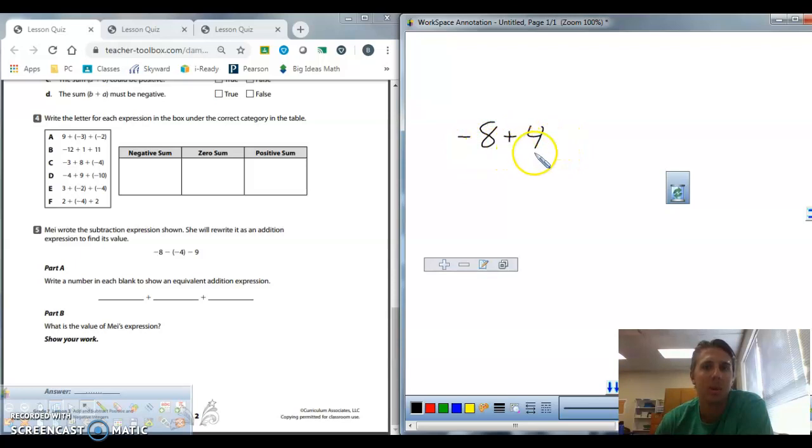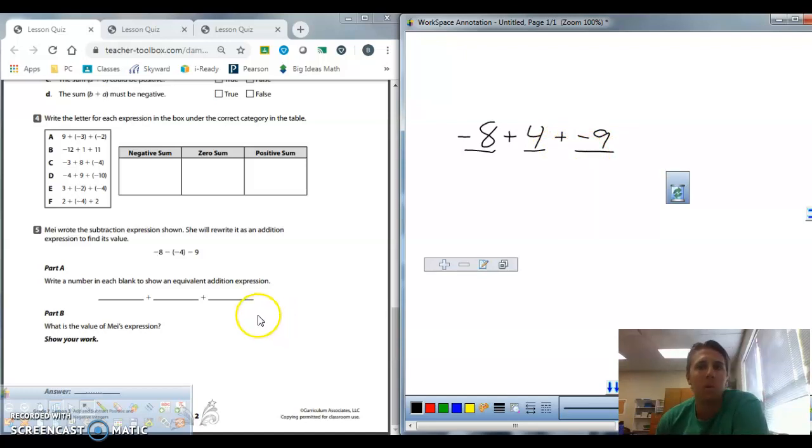Okay? So this is what we've got so far. We got -8 in the first blank. We've got 4 in the next blank. Okay? Subtracting a positive is the same as adding a -9. So the third blank would be -9. Okay? That's the same as saying just -9. Plus -9 is the same as saying just -9.